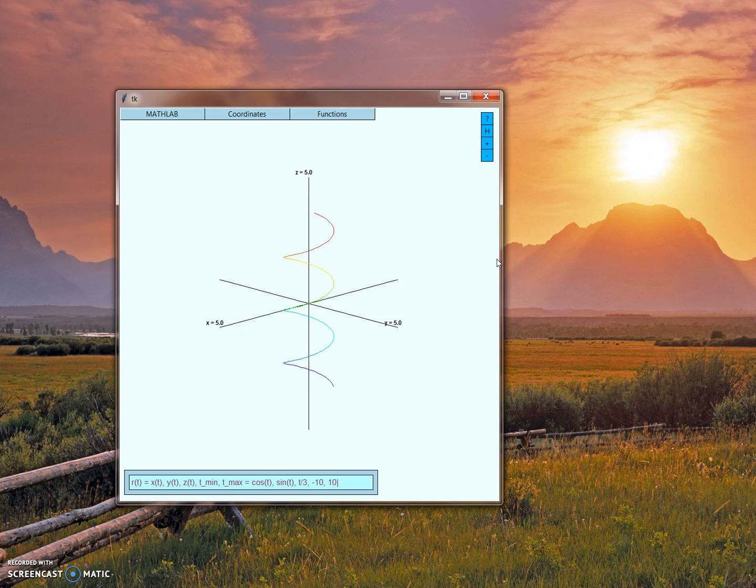We can rotate it and see it from different perspectives as well. So really, the powers of Mathlab in 3 dimensions is just endless, and I hope that you guys get to play around with this and explore a little more yourselves.